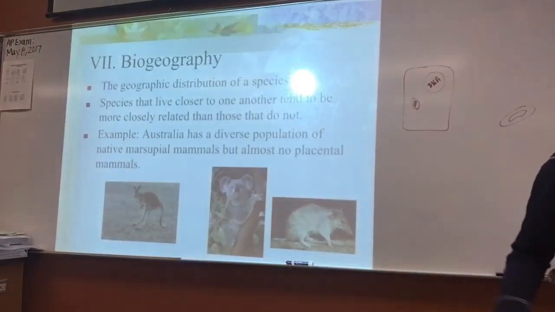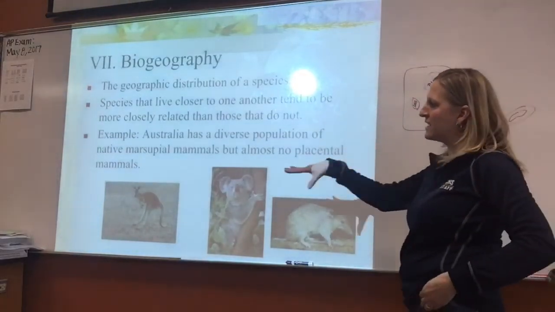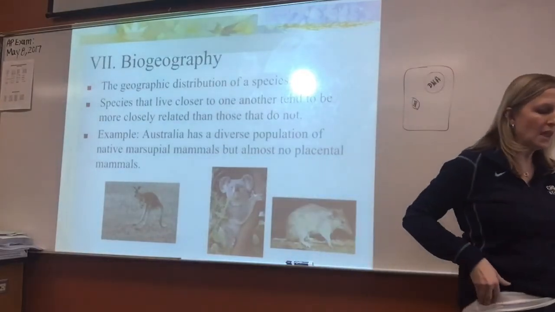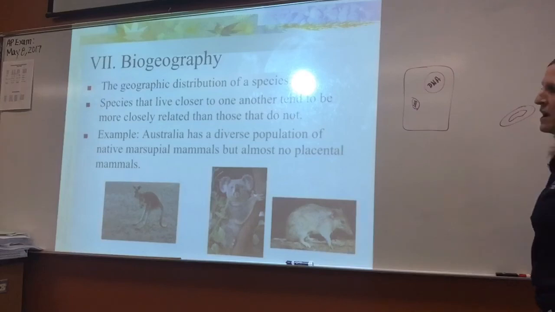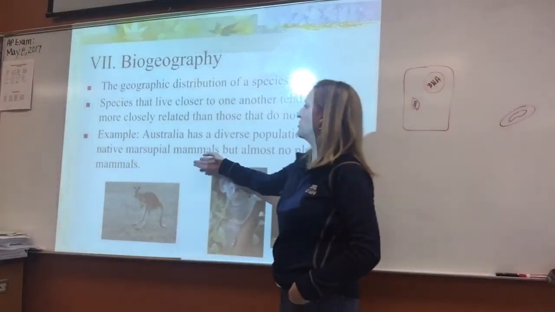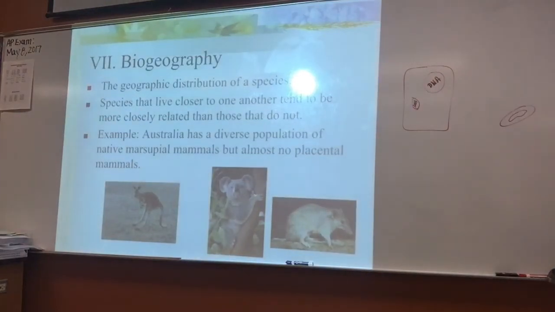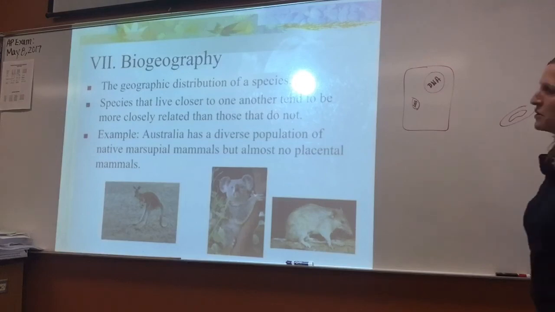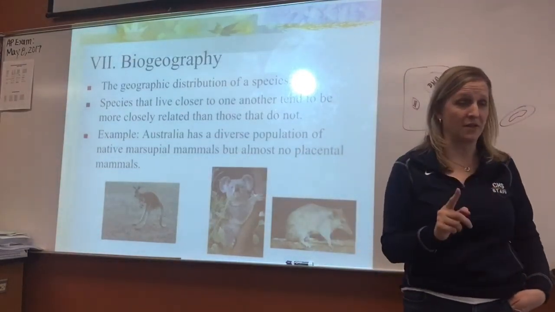Example, Australia. Australia is kind of off by itself. They have a diverse population of native marsupial mammals, versus placental mammals. So here in North America, most mammals are placental, and we don't have these diverse marsupial mammals, but they do on this isolated island. And I learned that a lot of people don't know what the difference between marsupial and placental mammals is, so let me just talk about that for a second.